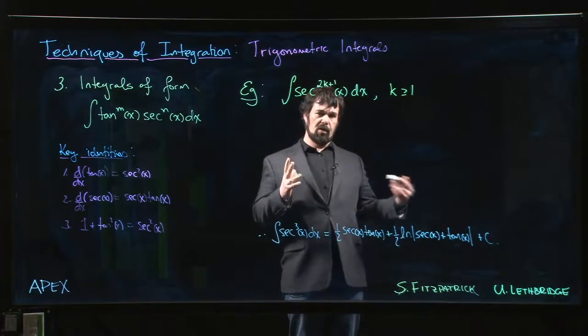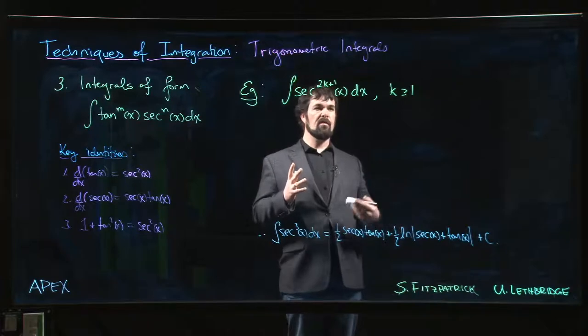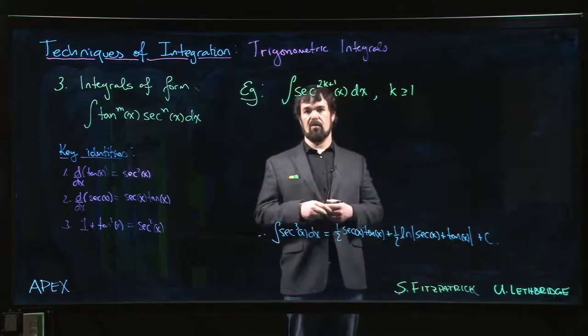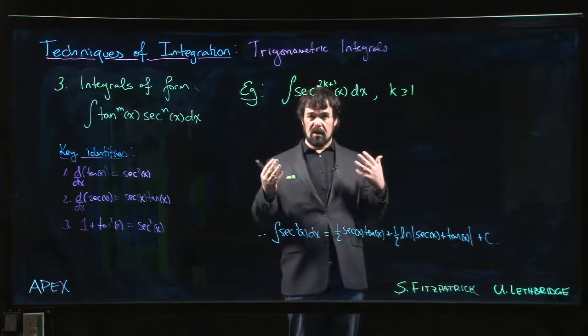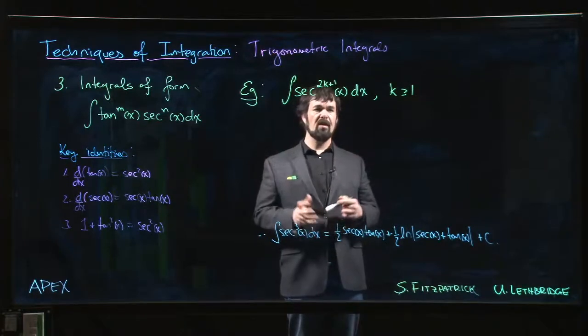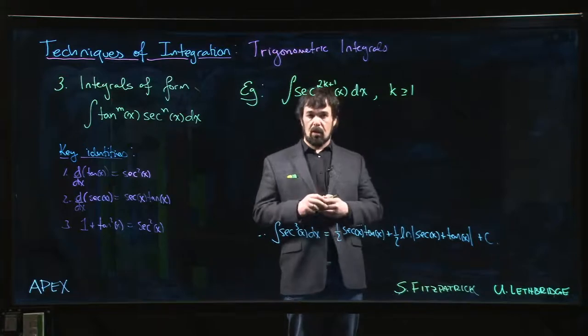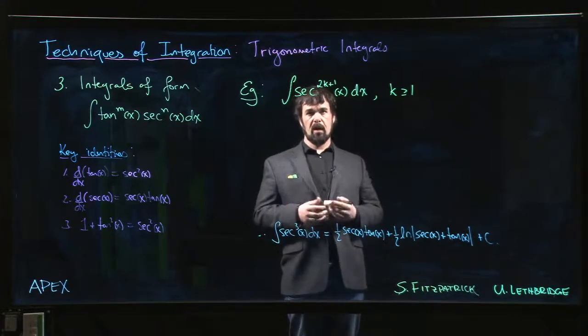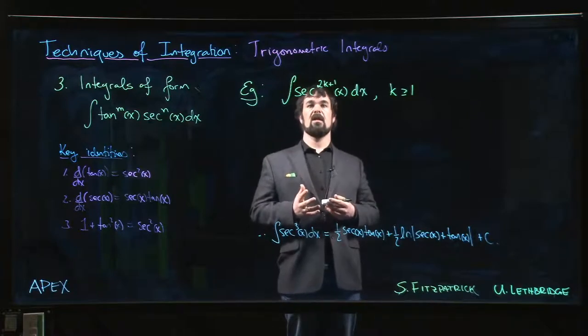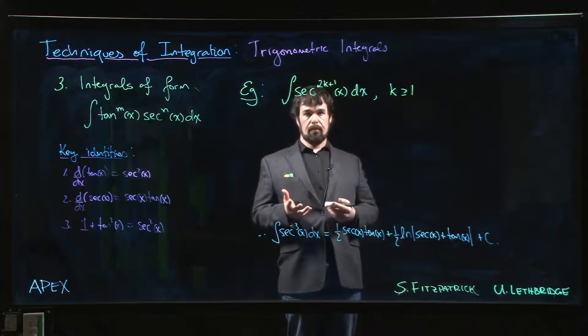For odd powers, it's hard to do this directly, but you can derive what's called a reduction formula, a power reduction formula. There are a lot of these floating around. They generally come from integration by parts. This is a nice opportunity to see one of these examples. So what we're going to do is apply the same tactic that we used last time.